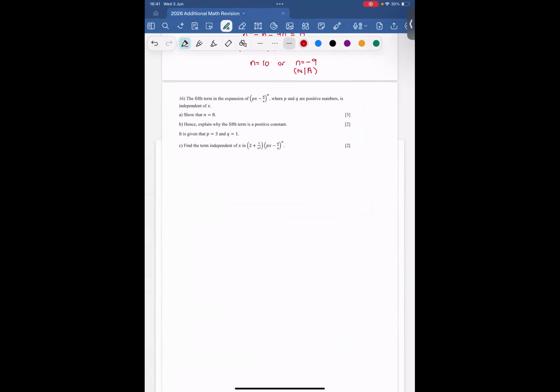Okay, question 16. The fifth term is independent of x. So let's take a look and recognize certain things. The first term in this expansion is actually nC0 p x power n, negative q over x power 0, plus the second term is actually nC1 p x power n minus 1, negative q over x power 1. The third term is actually nC2.